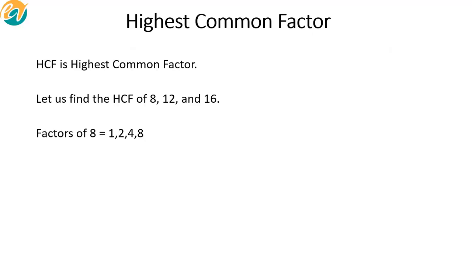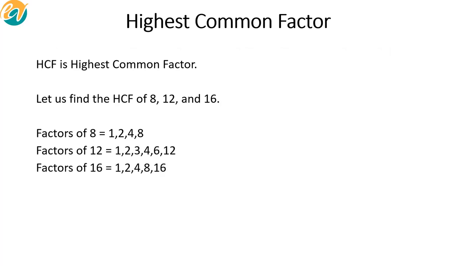First of all, we find all the factors of each of these numbers. Again, we had a discussion about factors. Factors of 8 are 1, 2, 4, and 8. Factors of 12 are 1, 2, 3, 4, 6, and 12. And factors of 16 are 1, 2, 4, 8, and 16. So what is the highest common factor? What are the common factors of 8, 12, and 16?